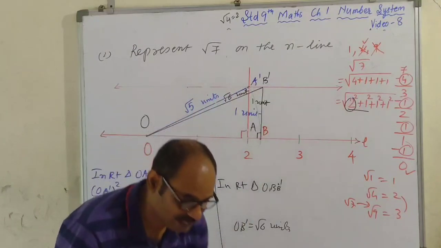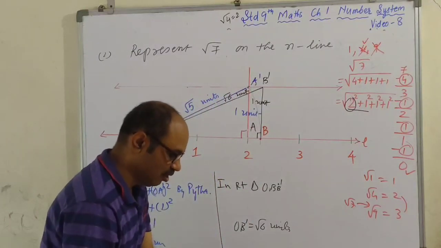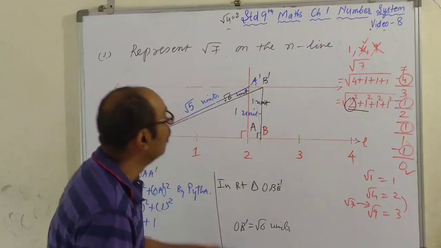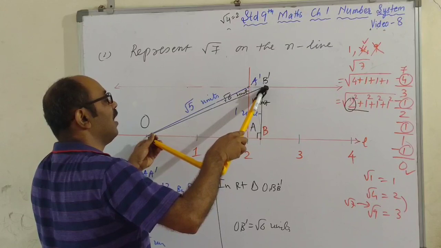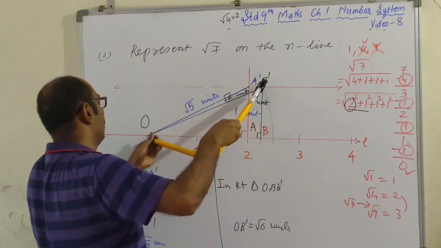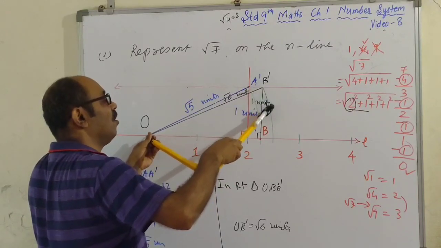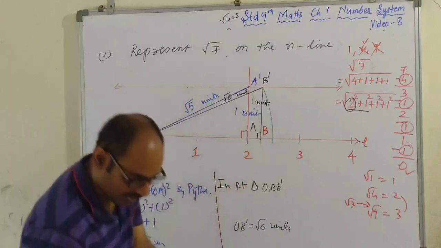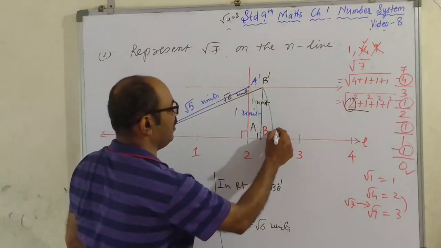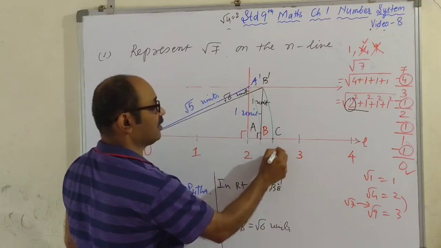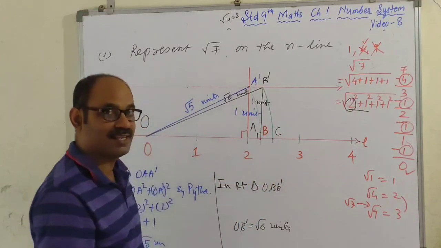So the projection of root 6. We'll go for the projection of root 6. So let's project OB dash on the number line. Take this radius and project it. That point is a new point and we shall call it C. And it is root 6. The number corresponding to C is root 6.